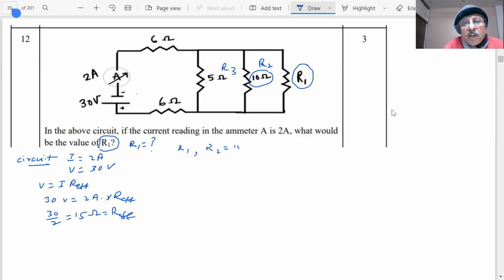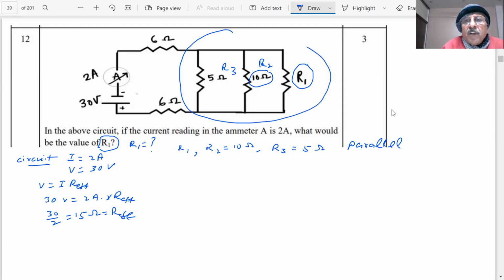R2 is how much here? 10 ohm. R3 is how much, student? 5 ohm. They are in parallel. Okay? Please check it out. And you know what is the formula for the parallel? First, let us find the value of the RP, student.